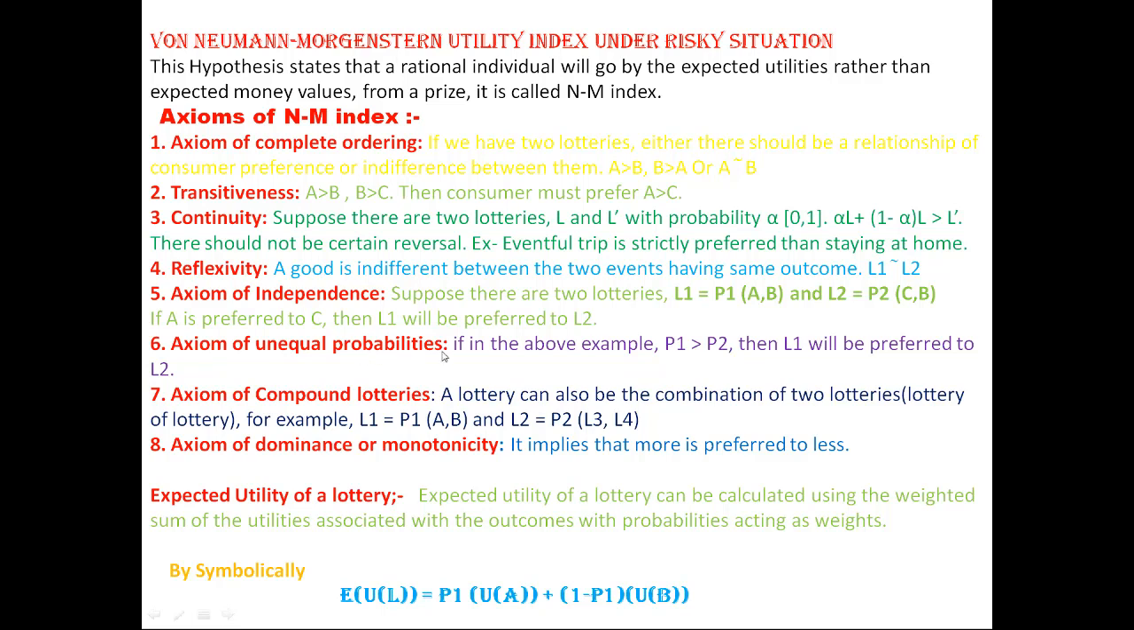Axiom of unequal probabilities. In the above example, P1 is greater than P2. Here, P1 is greater, so L1 will be preferred to L2. So probability matters in an uncertain situation. If the probability is greater, then this risk situation will be taken.